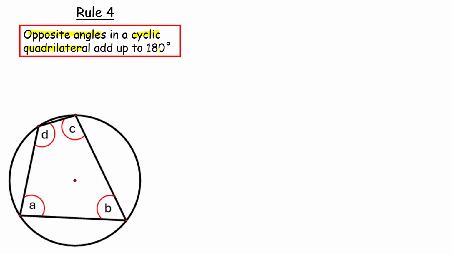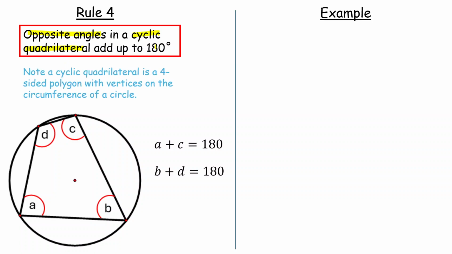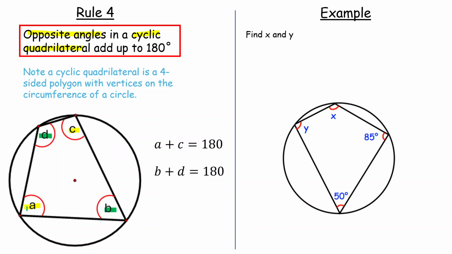add up to 180. So we're just saying here, okay, that A plus C, so this angle here, A add C, these are opposite angles, they add up to 180, and similarly, B plus D, if I highlight it in a different colour, B plus D, opposite angles also add up to 180. Okay, so if we look at an example using this rule, well, let's go and do this one here.